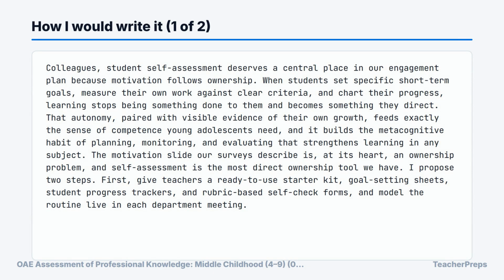Colleagues, student self-assessment deserves a central place in our engagement plan because motivation follows ownership. When students set specific short-term goals, measure their own work against clear criteria, and chart their progress, learning stops being something done to them and becomes something they direct. That autonomy, paired with visible evidence of their own growth, feeds exactly the sense of competence young adolescents need, and it builds the metacognitive habit of planning, monitoring, and evaluating that strengthens learning in any subject. The motivation slide our surveys describe is, at its heart, an ownership problem, and self-assessment is the most direct ownership tool we have. I propose 2 steps.